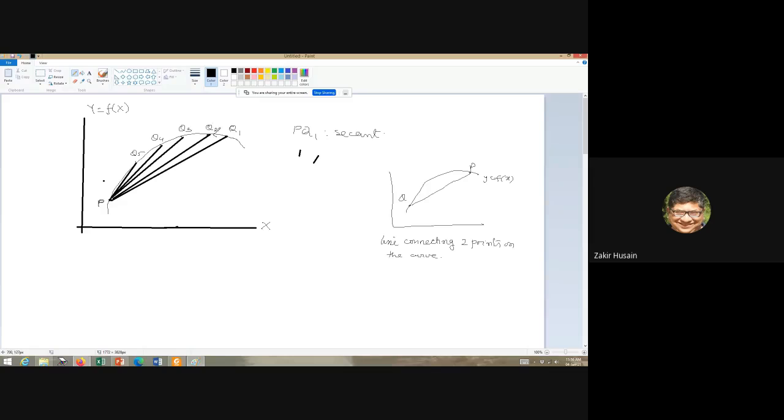Then I'm shifting Q closer and closer to P. And you can see that the secant is changing. It is PQ1, PQ2, and so on. Now, as I move toward the tangent, you can see it is gradually coming out. Finally, P and Q will merge.